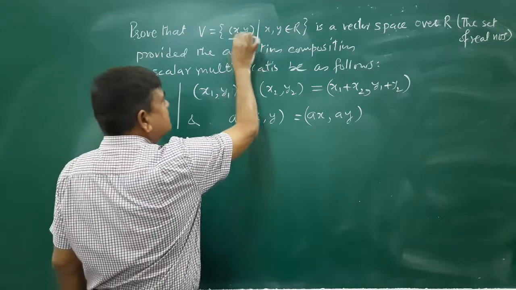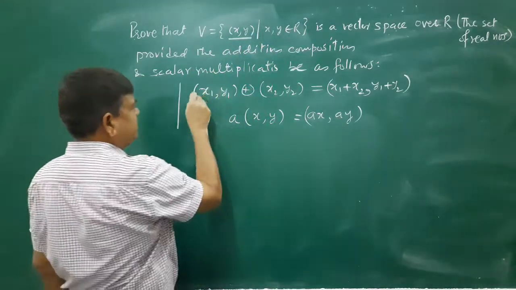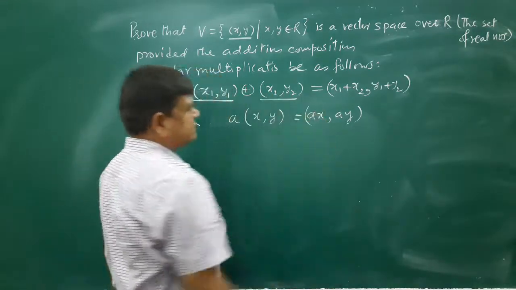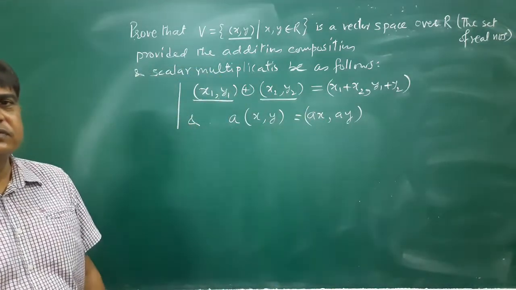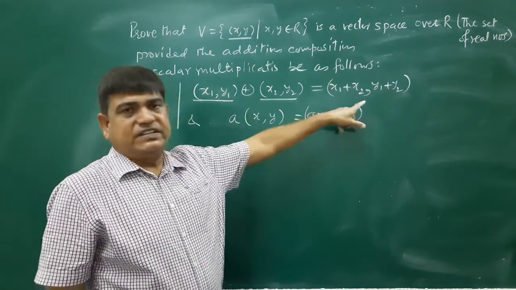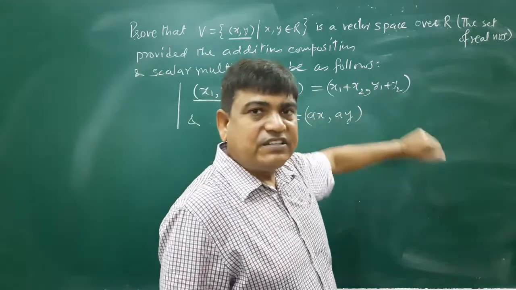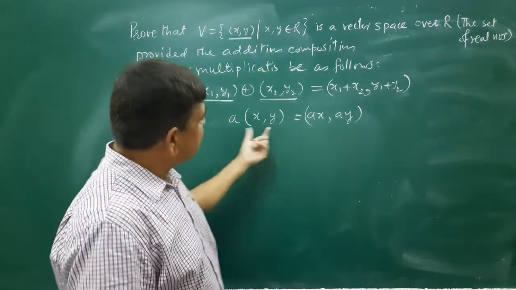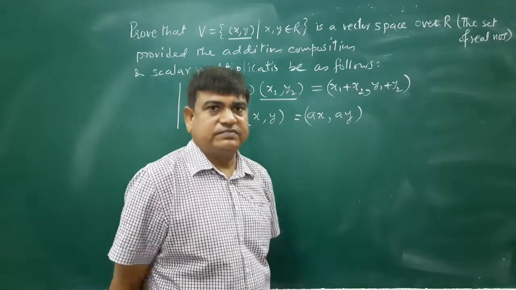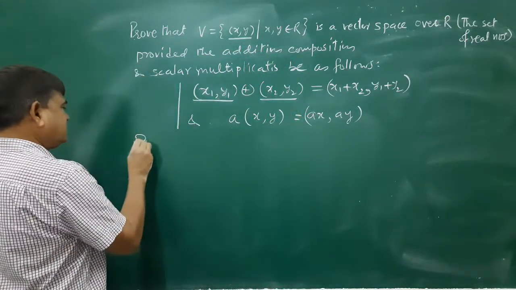Nature of the elements: pair. So two members of V, this one and this one. Addition composition is defined; it is given in the question how to add this one, and this is the scalar multiplication. This is also given. Okay, so now prove it.